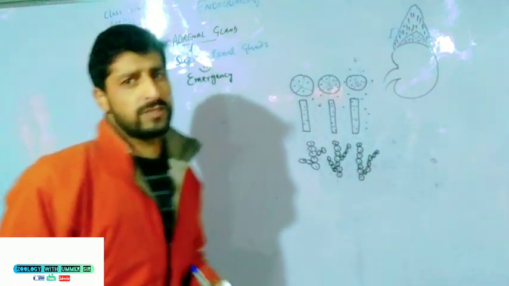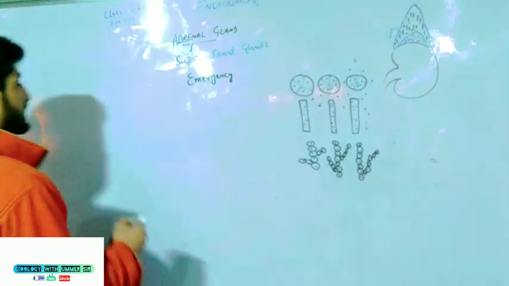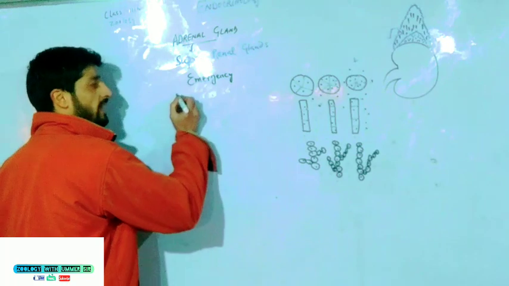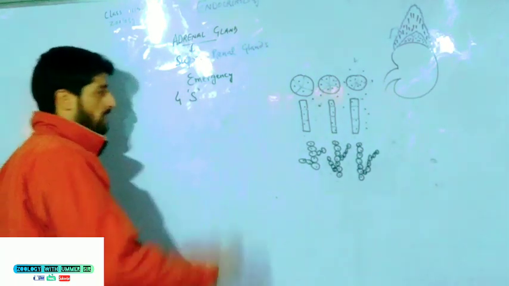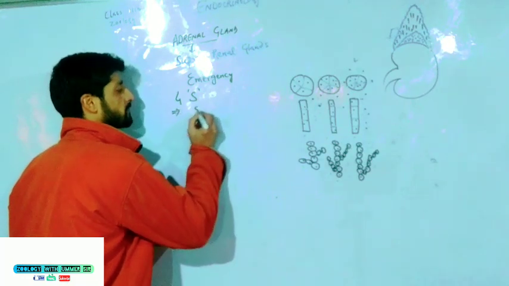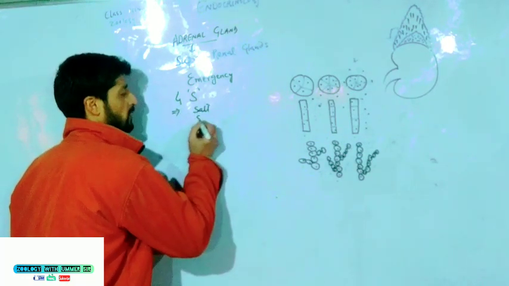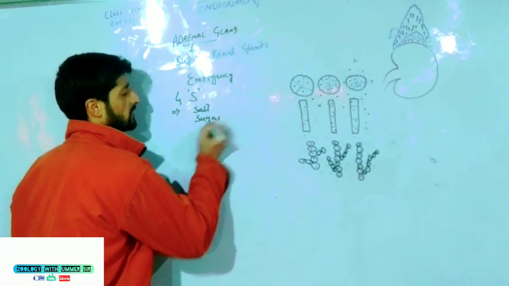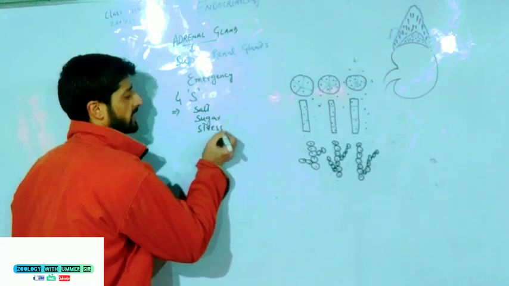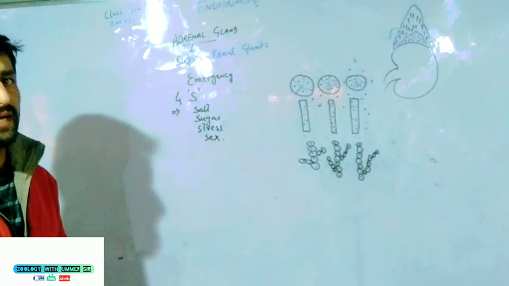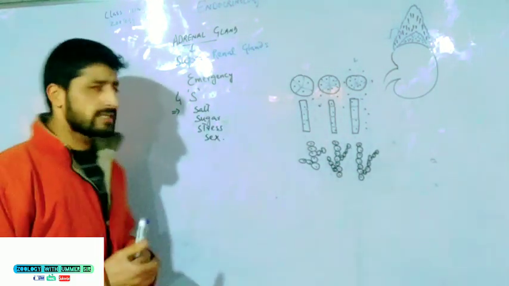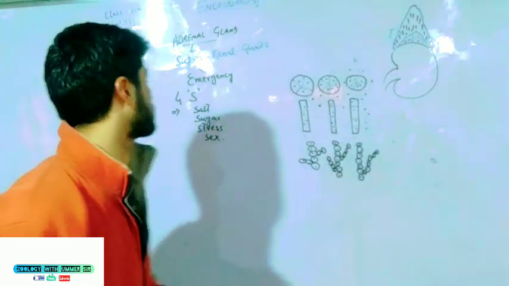And in your reference books, it is written that adrenal glands are also called glands that control 4S. When I say 4S, I mean a gland that controls salt, sugar, citrus, and sex. 4S controlling glands: sugar, salt, citrus, and sex controlling glands.